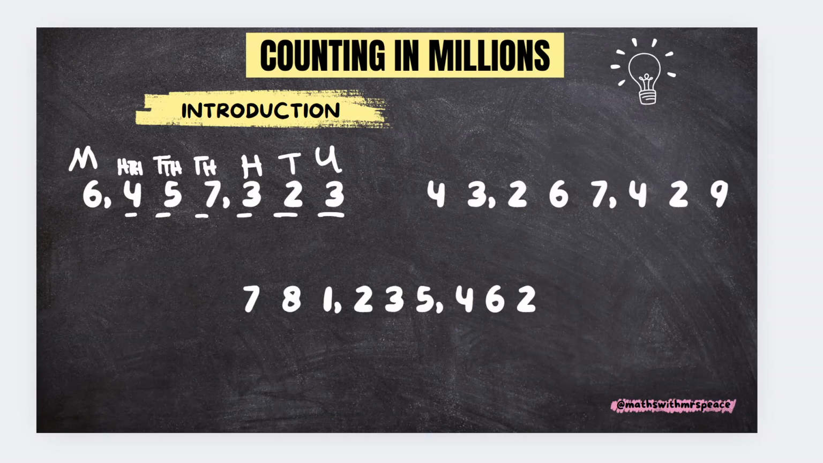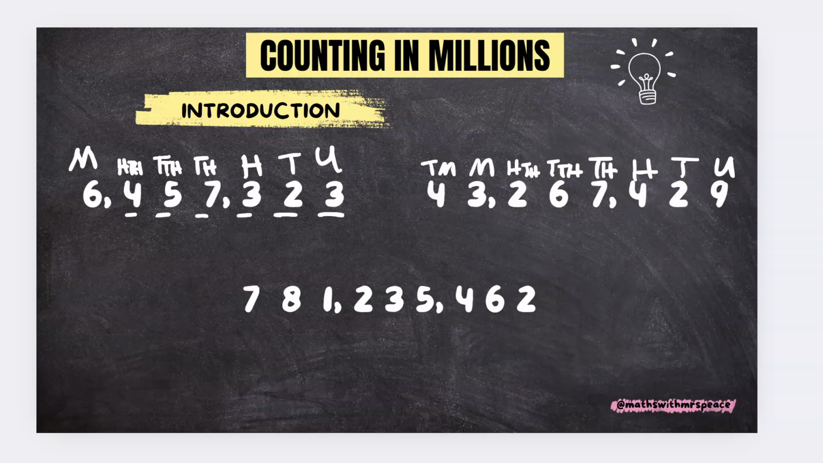Let's go ahead and write the place value of each digit in this number. 9 has place value of units, 2 has place value of tens, 4 has place value of 100, 7 has place value of 1000, 6 has the place value of 10,000, 2 has the place value of 100,000, 3 has the place value of million, and 4 has the place value of 10 million.